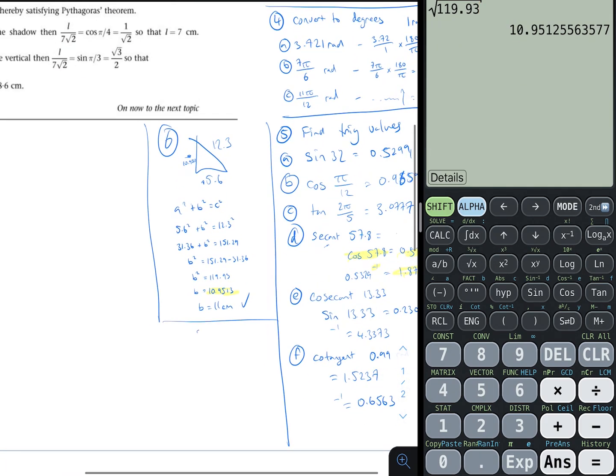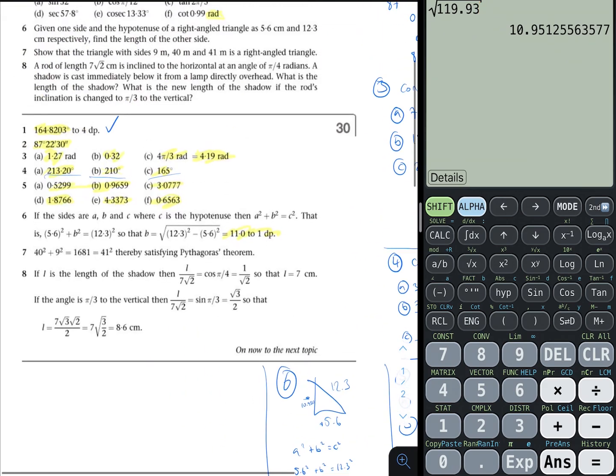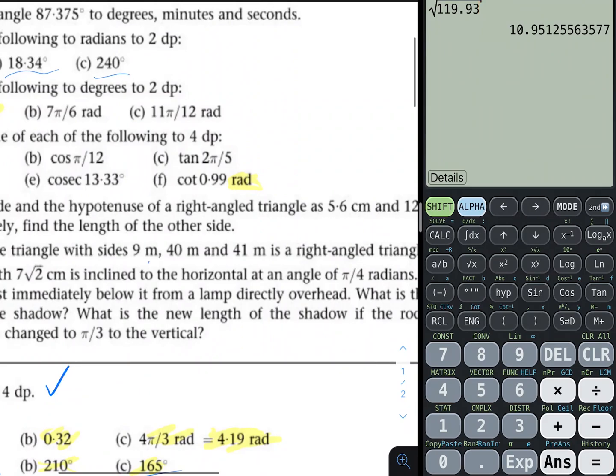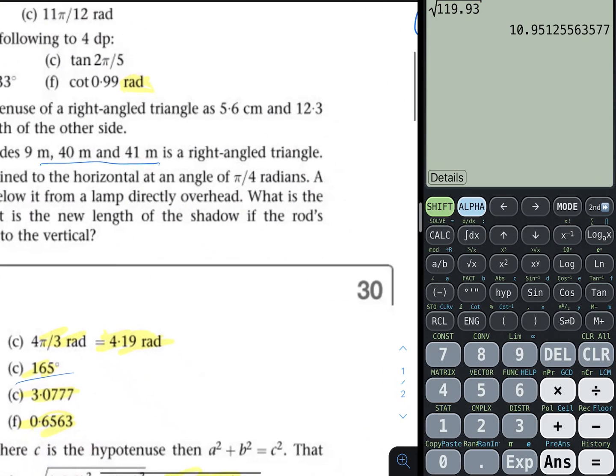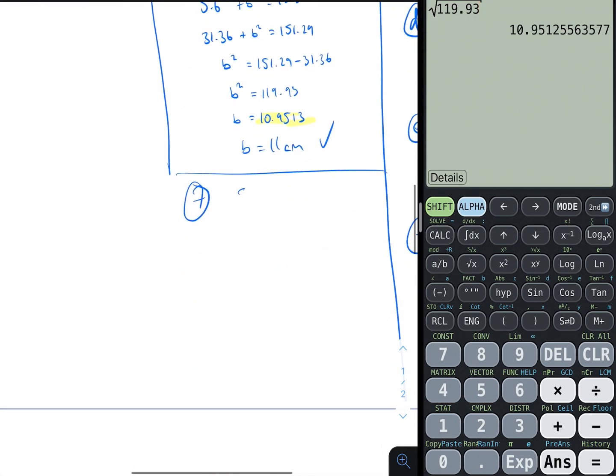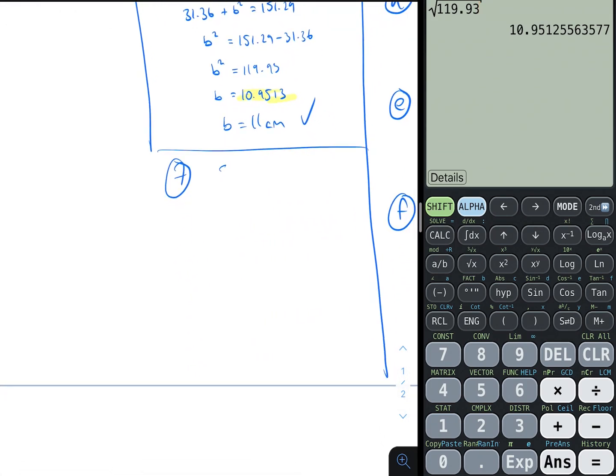Let's move on to number 7. Show the triangle with sides 9 meters, 40 meters, and 41 meters is a right angled triangle. Okay, so we need to show that it's 9 meters, 40 meters, and 41 meters. So we show this obviously by it agreeing with Pythagoras' theorem. If it agrees with Pythagoras' theorem, then it's a right angled triangle. If it doesn't agree, then it's not.